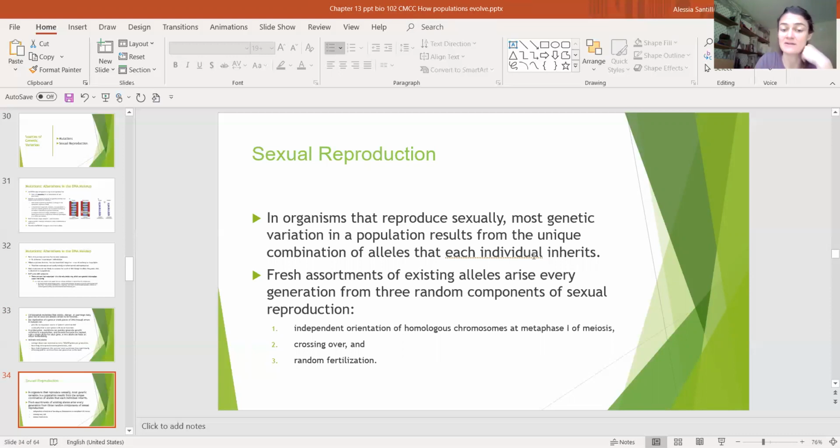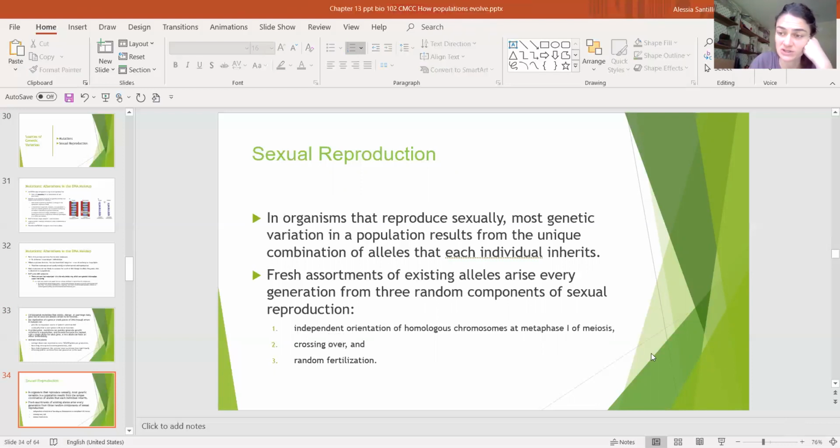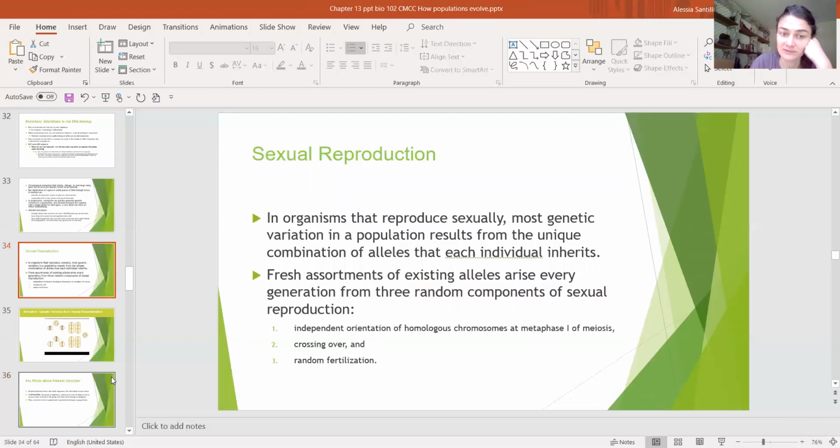reproduction. Remember, we have independent orientation of homologous chromosomes, that independent assortment that happens in metaphase 1 of meiosis. We have crossing over that happens in prophase 1 of meiosis 1, where, remember, the homologous chromosomes sometimes switch over some portions of their genes with each other. And then of course random fertilization.